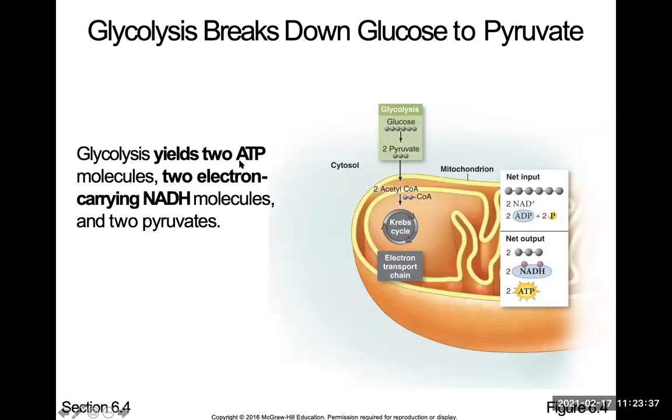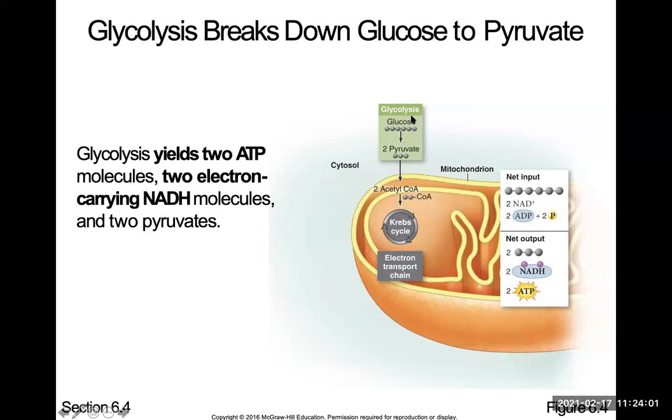Glycolysis yields 2 ATP net. So 2 net ATP, even though you get 4, but you had to put in 2, so 2 net ATP. And then 2 electron-carrying NADH. Please do not confuse NADH with NADPH. That's also an energy carrier molecule, but that's in photosynthesis. And 2 pyruvates.